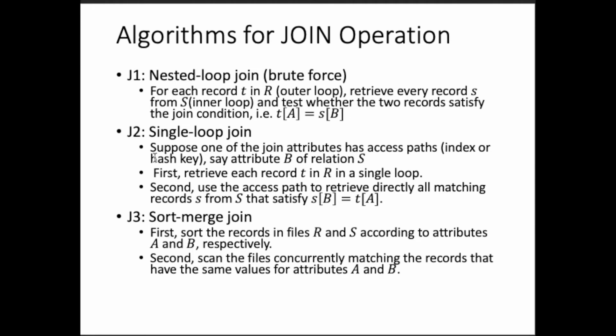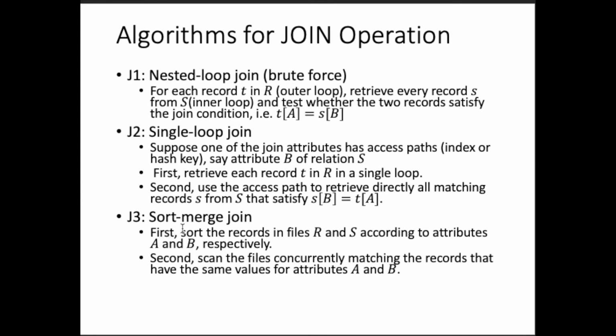And then J2 is the single loop join, so it's also possible, but there is a requirement. It is required that one of the 2 relations ay merong access path or an access structure like an index or a hash key. So it uses a single loop, so meron tayong for loop for one relation. So we check for each possible record for that relation, and then inside that single loop we use the hash or the index to retrieve and check if the condition holds.